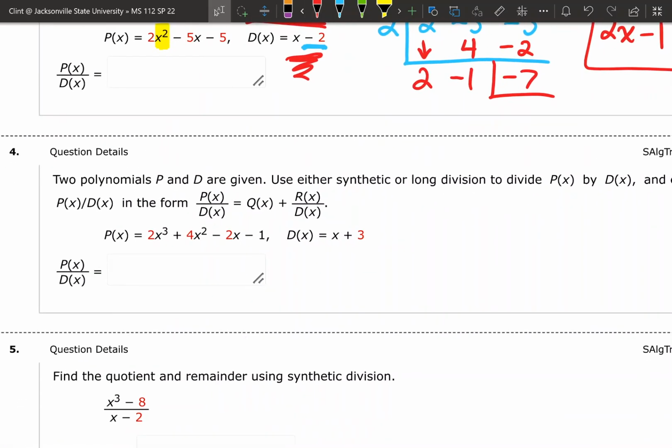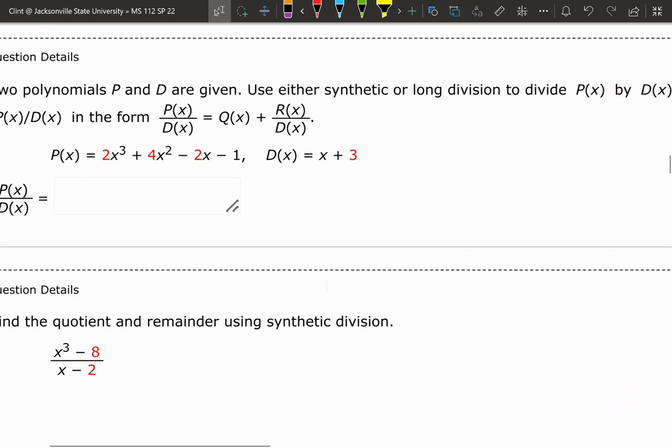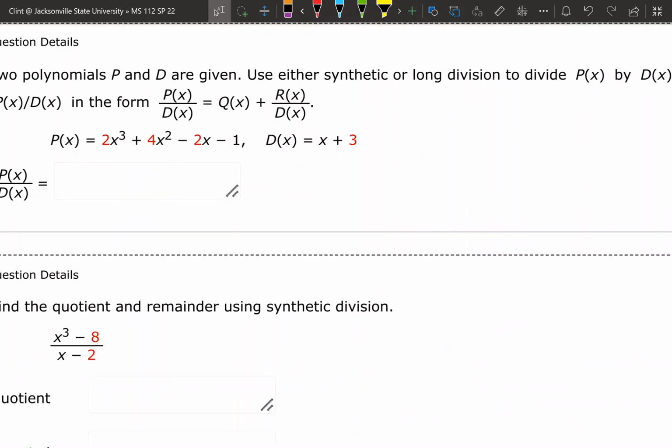Number 4 is the same type of problem. So maybe on this one, let's do long division. Again, you could do it synthetic. So if you want to try it synthetic while I'm doing it long division, that's fine. Should get the same thing.